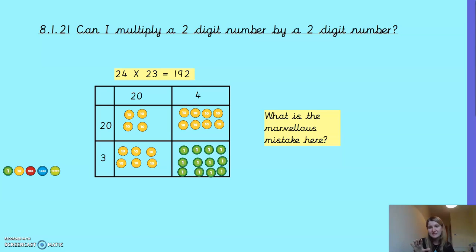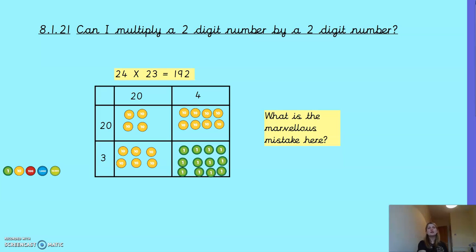Okay, so no arithmetic starter today. We are getting straight into it. All right, so starting with a marvellous mistake. Ms. Rutherford and I know that the second we make a mistake on the board, you tend to spot them. So can you spot mine?